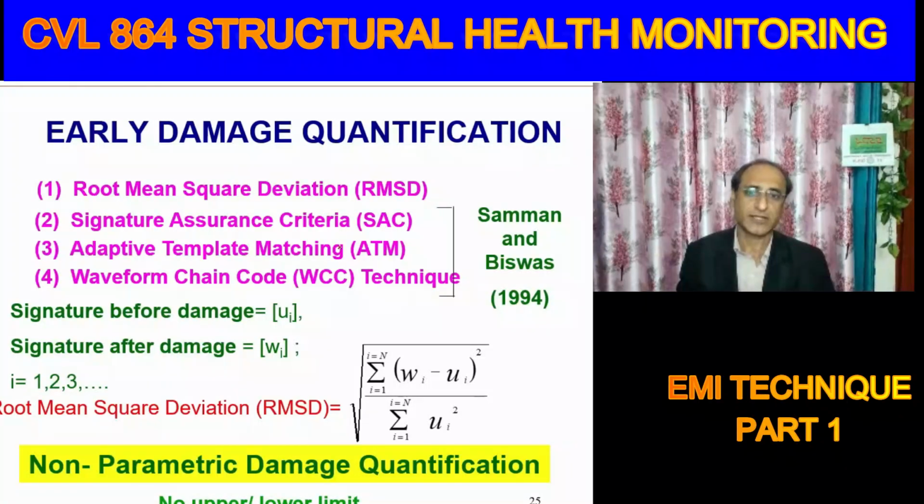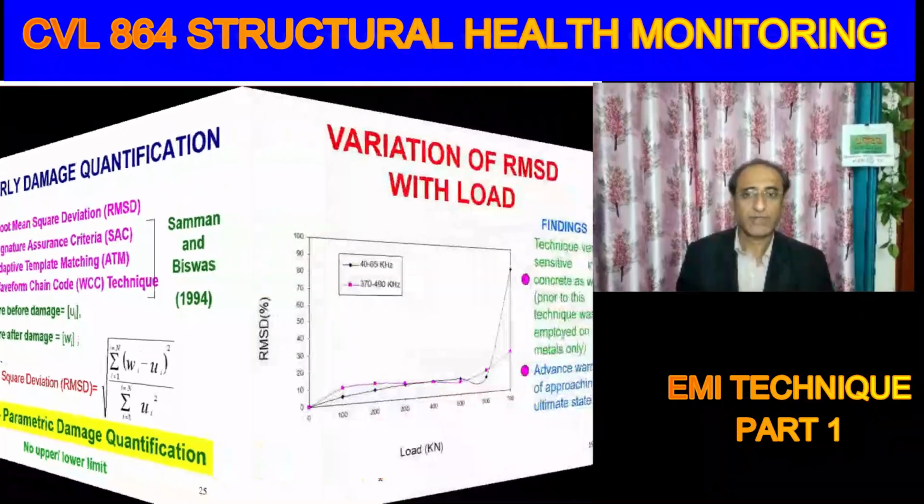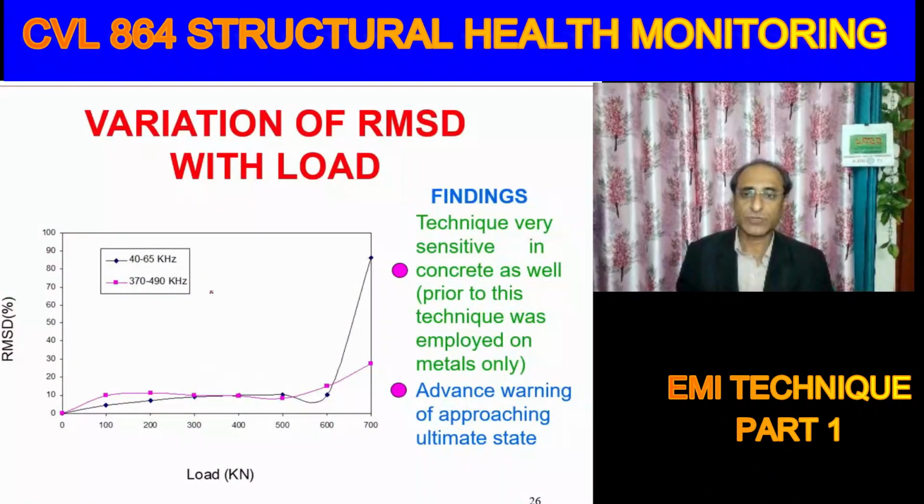Statistical techniques, we say, like signature assurance criteria, adaptive template matching, waveform chain code, and many others. They are based on some kind of mathematical expression like this. So this is a non-parametric damage quantification. We applied it in the case of the concrete cube over two frequency ranges, 40 to 65 and 370 to 490. Now you see here the difference.